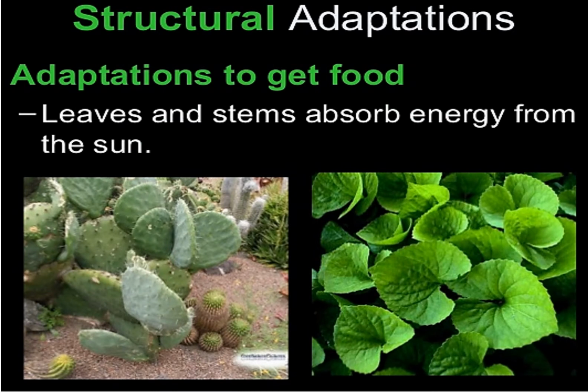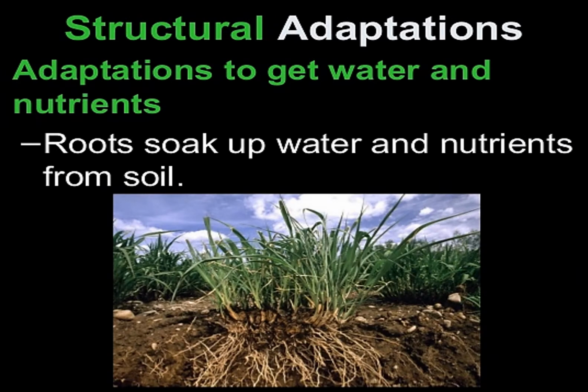What are the examples of structural adaptations in plants? One is adaptations to get food. Leaves and stems absorb energy from the sun. So they also have adaptations to get water and nutrients. So these structures are the roots. Roots soak up water and nutrients from soil.